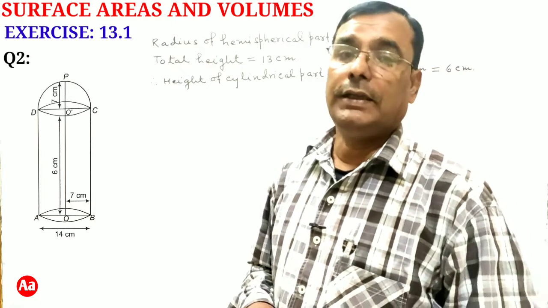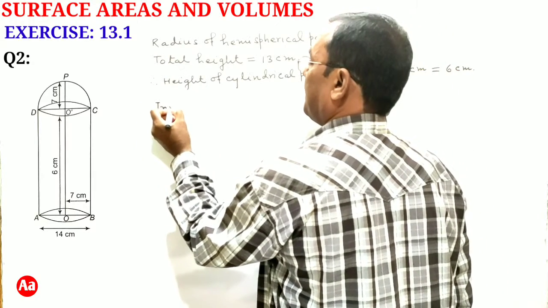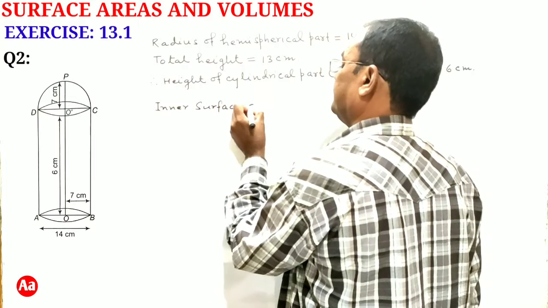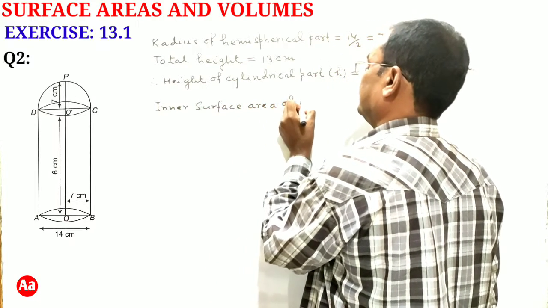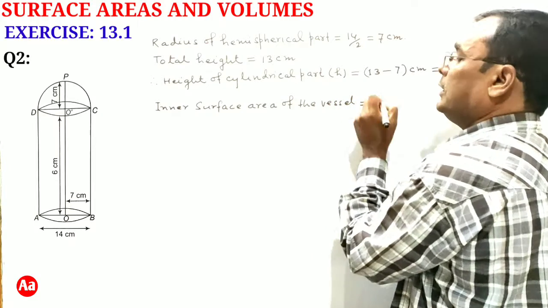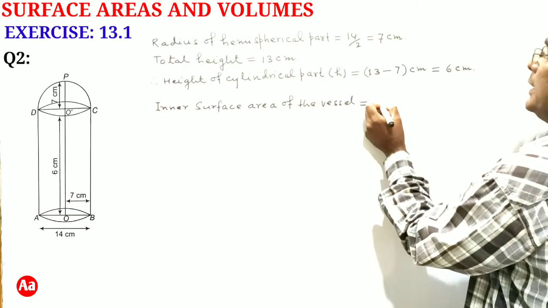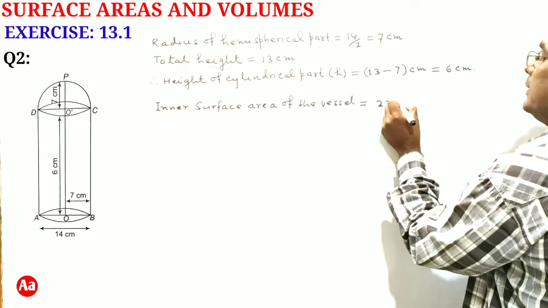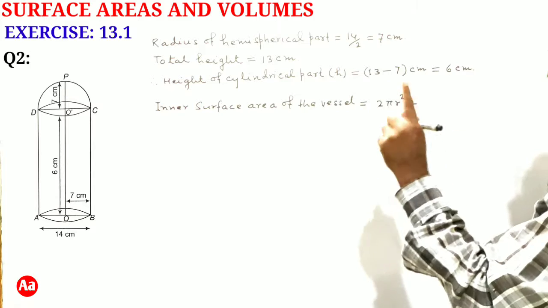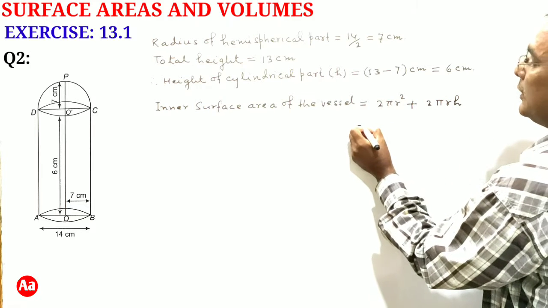Now we are going to find inner surface area of the vessel. So inner surface area of the vessel is equal to surface area of hemispherical part, 2 pi r square, plus inner surface area of cylindrical part, that is curved surface area of cylindrical part, it is 2 pi r h. Formula you are already familiar with.